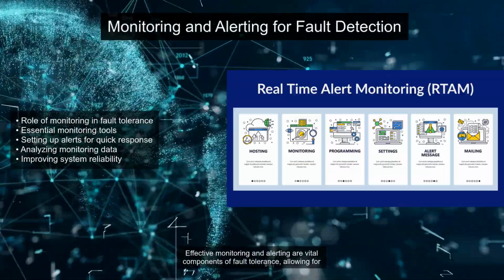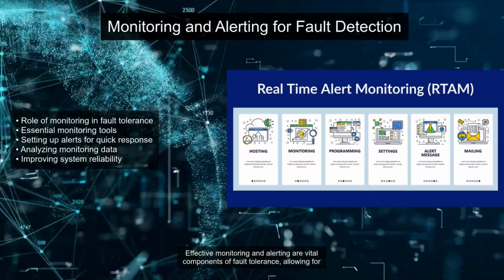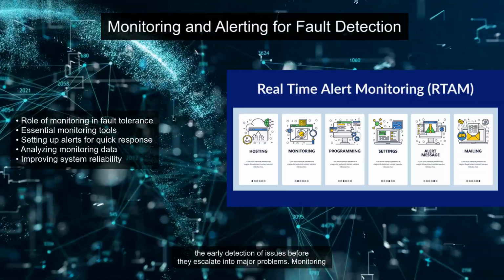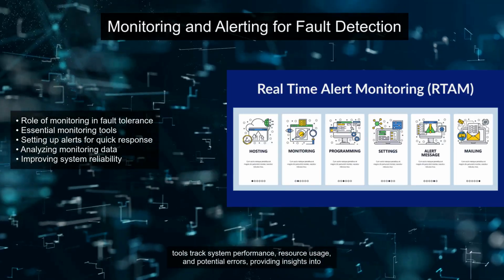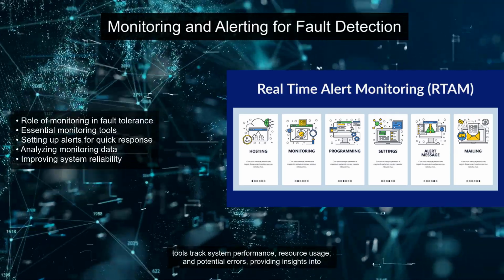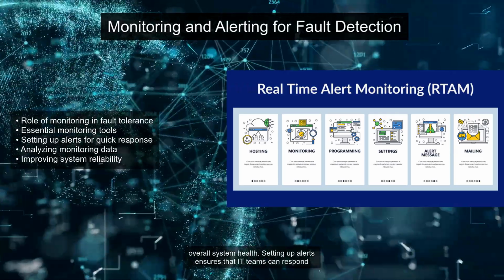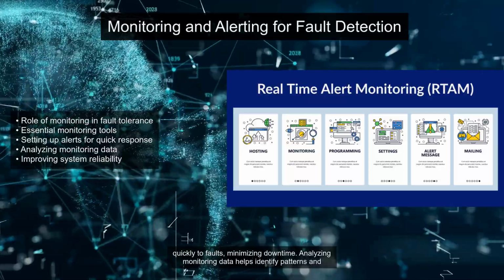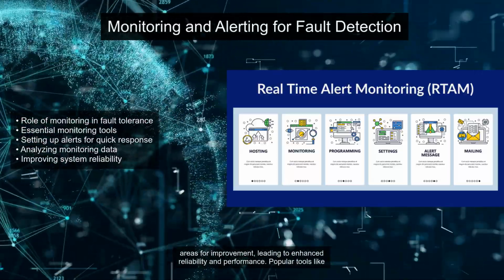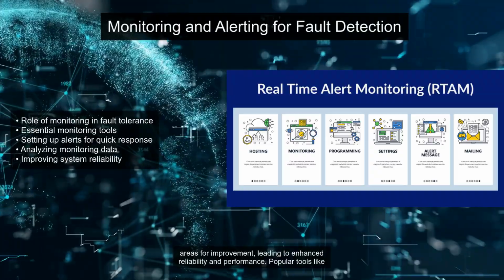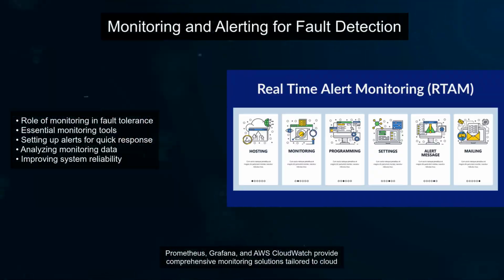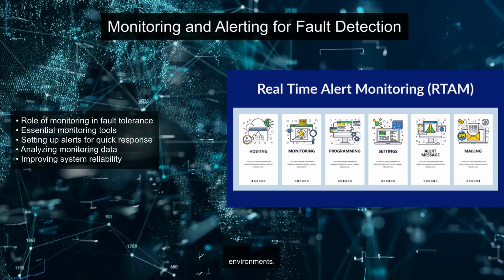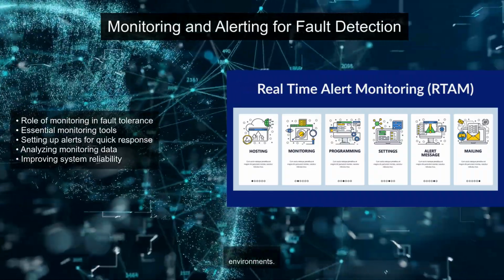from disruptions. Effective monitoring and alerting are vital components of fault tolerance, allowing for the early detection of issues before they escalate into major problems. Monitoring tools track system performance, resource usage, and potential errors, providing insights into overall system health. Setting up alerts ensures that IT teams can respond quickly to faults, minimizing downtime. Analyzing monitoring data helps identify patterns and areas for improvement, leading to enhanced reliability and performance. Popular tools like Prometheus, Grafana, and AWS CloudWatch provide comprehensive monitoring solutions tailored to cloud environments.